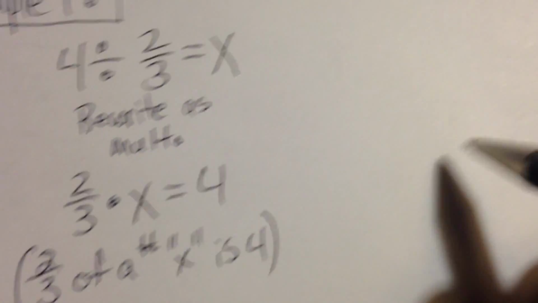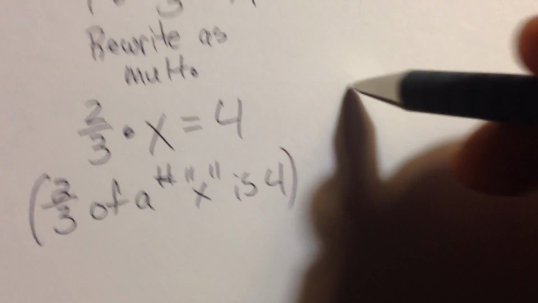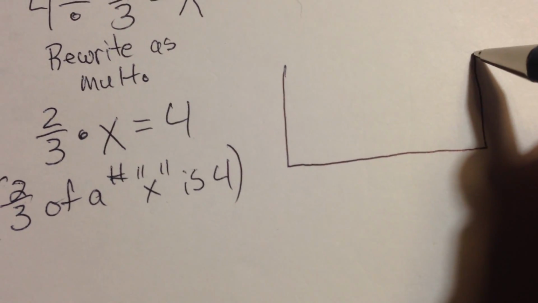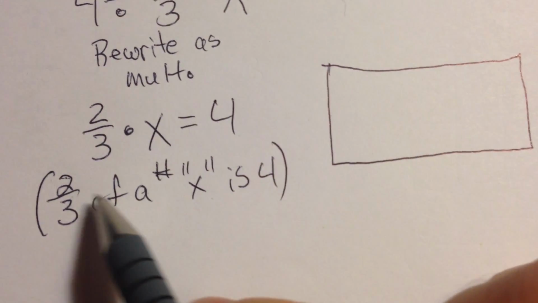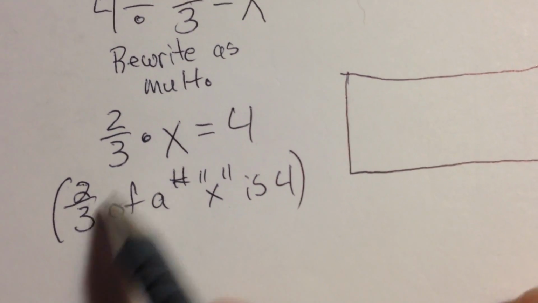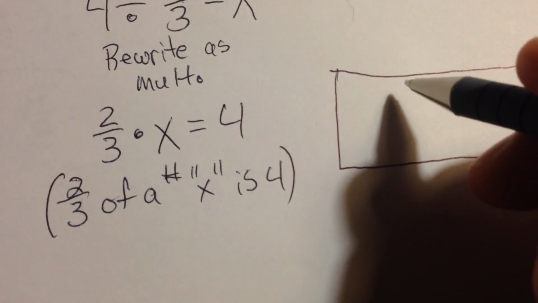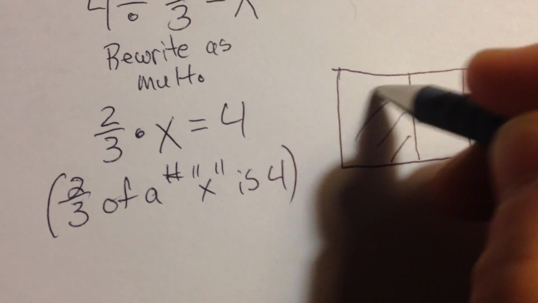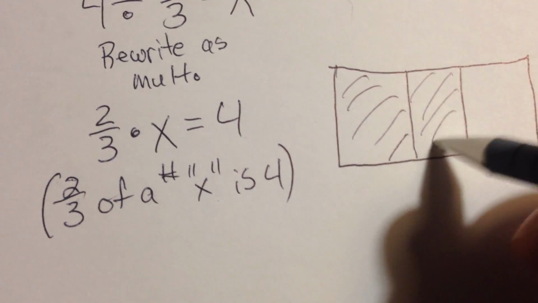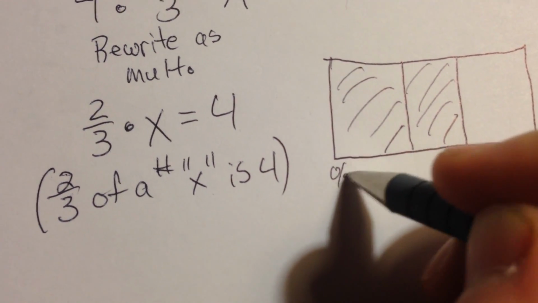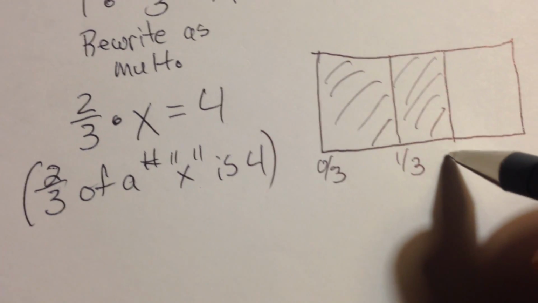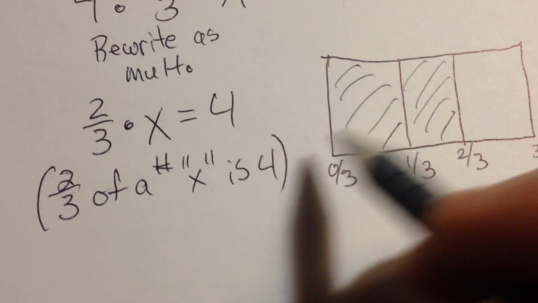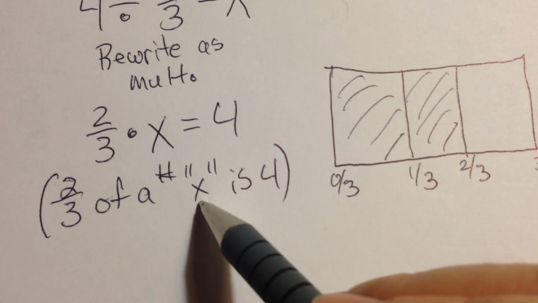So when I go to sketch this, I'm going to use a rectangle again. What I am going to do is work my way right across my sentence here. So I have 2/3, so I'm going to create 2/3. I'll shade it in. I need to label it. So I have 0/3, 1/3, 2/3, and 3/3.